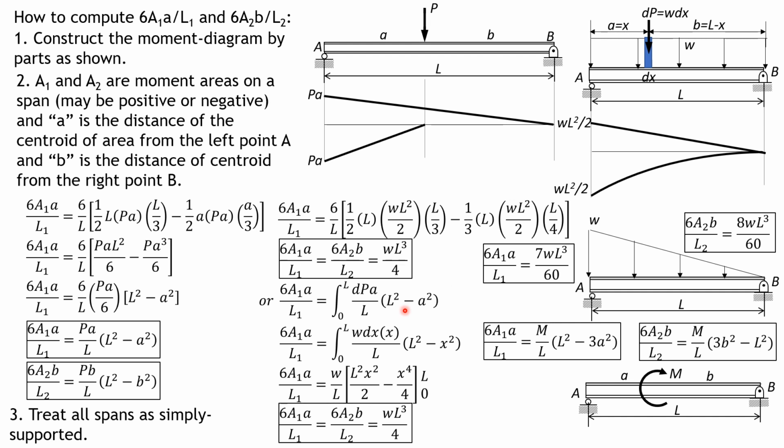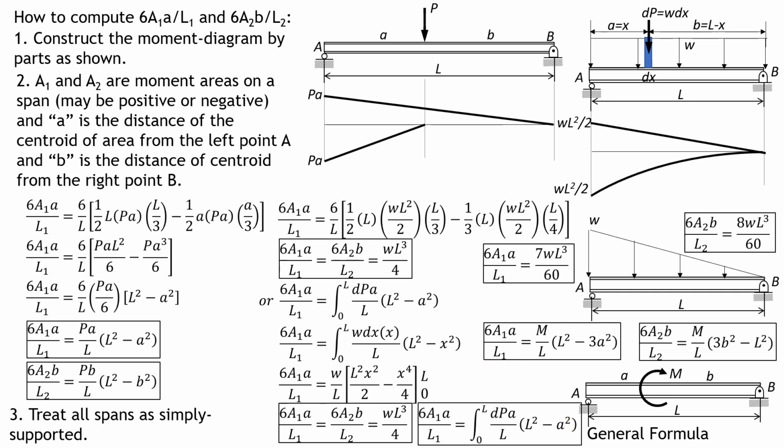So that's it. For the rest of the other loading conditions, you may practice or solve. So 6A1ā over L1 is in general the integral of the area of the strip, which is differential P, then the moment arm is A. It may be X or it may be L minus X, divided by L. This is our guide, times quantity L squared minus A squared. Likewise, the general formula for 6A2b̄ over EI2L2: you just replace A here by B, and also in this term by B.